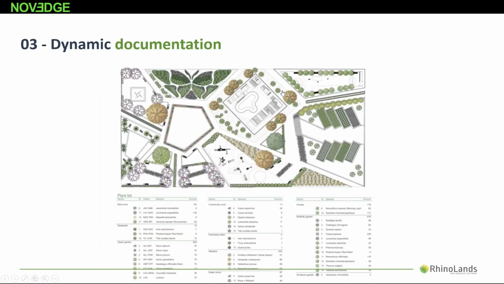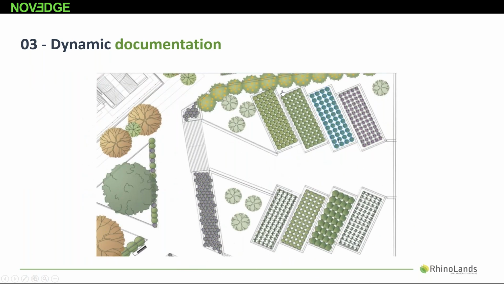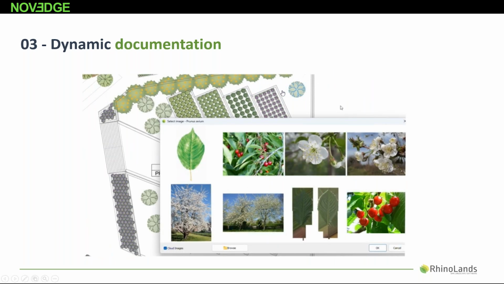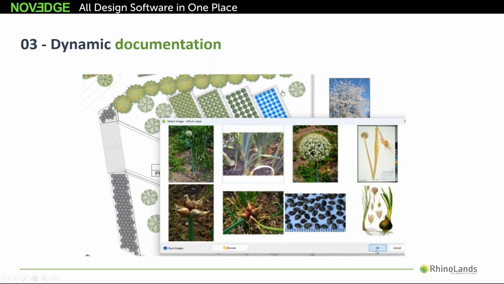There are dynamic documentation tools that help us to have all documentation that we need at the end of the day. So we can add the label and tag plants by their name and their quantity, for example. We can add the image of plants by using a specific tool of the program.